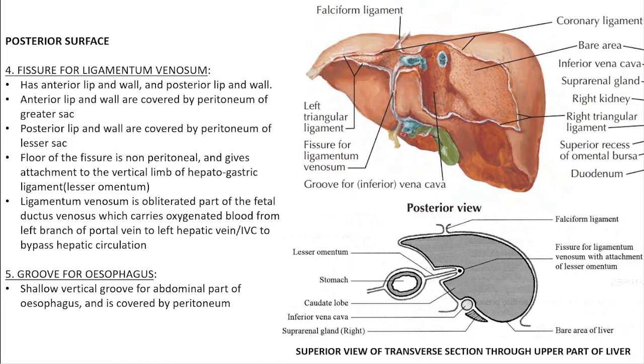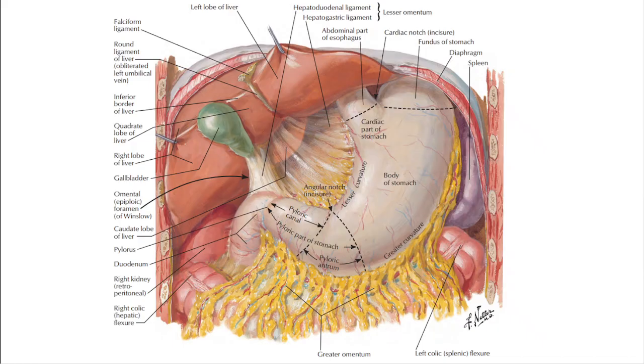And if we look from the posterior view, then that J appears L-shaped. Again, the vertical limb of the L is attached in the floor of the fissure for ligamentum venosum, and the horizontal limb of that L is attached to the two lips of the porta hepatis. Right. Then the leftmost part of the posterior surface is the groove for esophagus, which is just related to the abdominal part of the esophagus, and it is again covered by peritoneum.